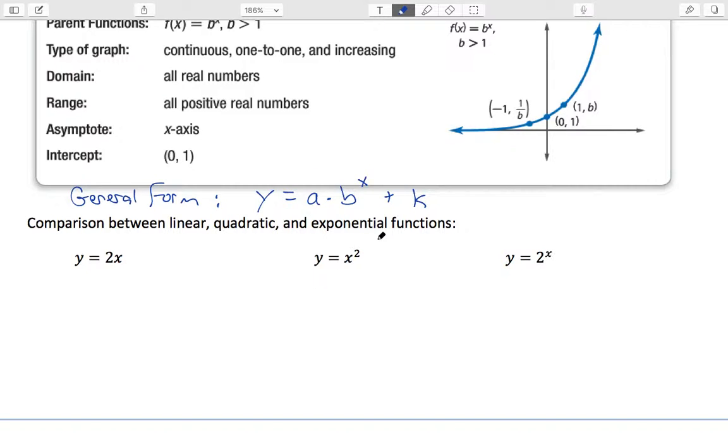I'm going to throw some stuff in here though, if I can.